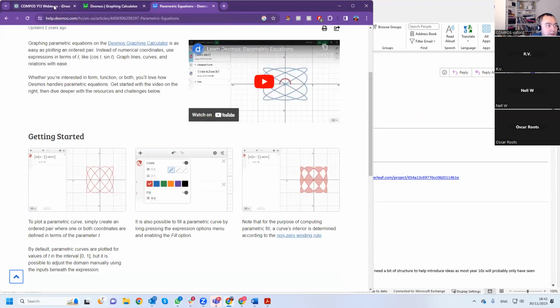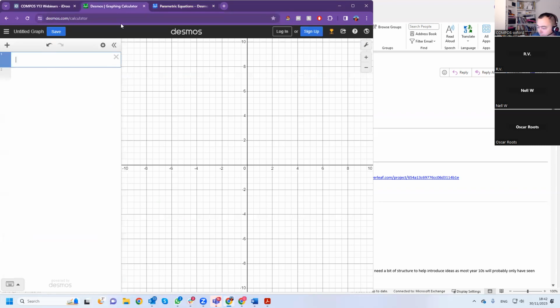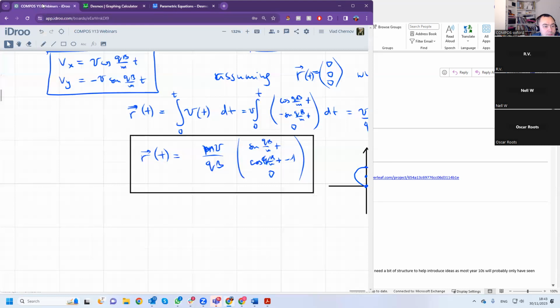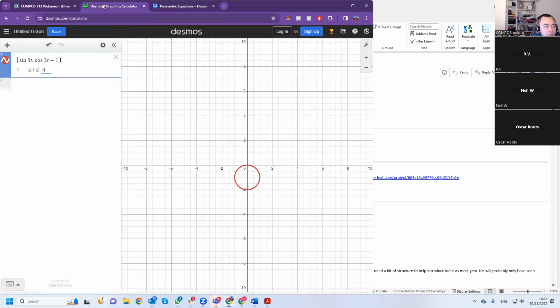In brackets, yes. So it's going to be bracket. You need a comma, and then you put sine 3t, cos 3t minus 1, comma 0. Oh, you don't need comma 0. And t is from 0 to 5. Okay.